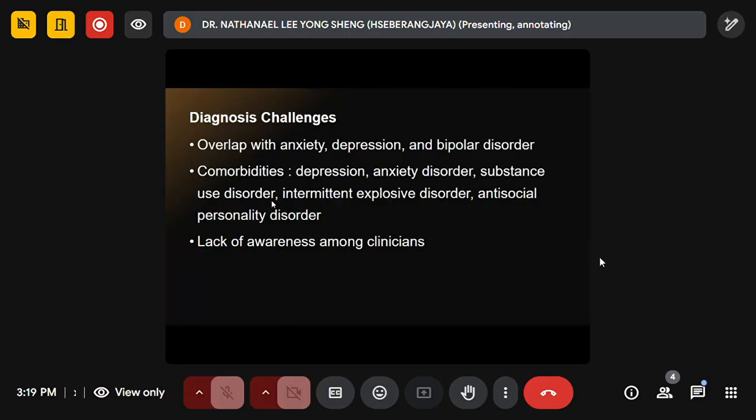And also, some clinicians don't have adequate awareness regarding adult ADHD. Hence, a lot of cases could be underdiagnosed.